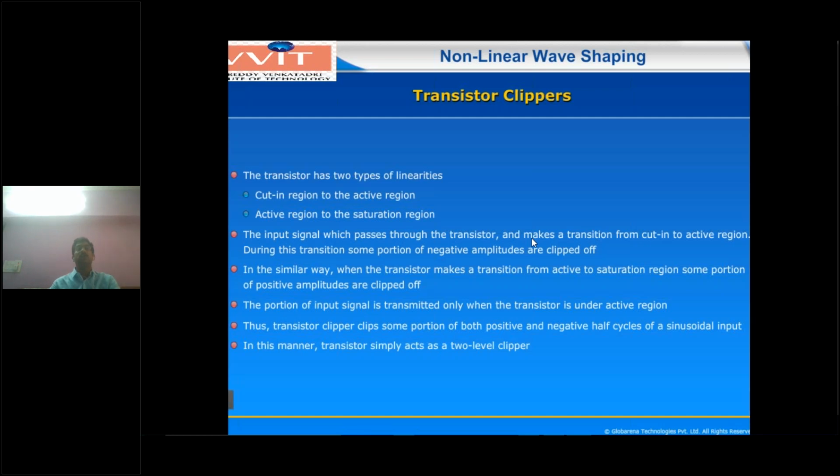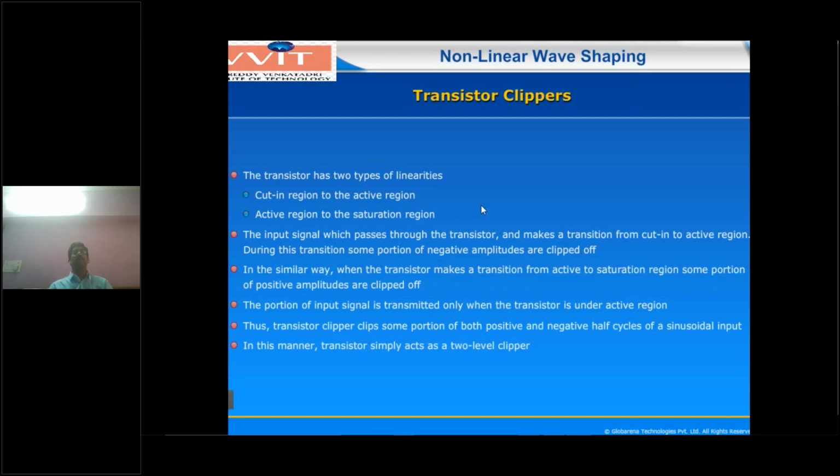By using a transistor also, you can clip the input sinusoidal waveform. This transistor is operating as a switch in two non-linear regions. What are the two non-linear regions? One is from cut-off to active region. The second one is from active to saturation region. These are the two non-linear regions in which the transistor operates as a switch.